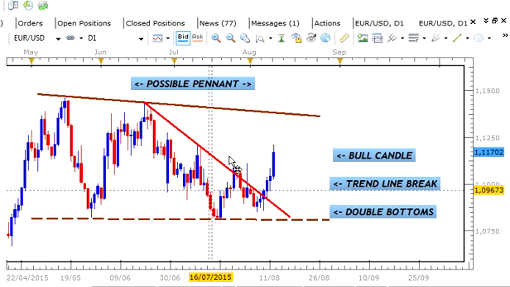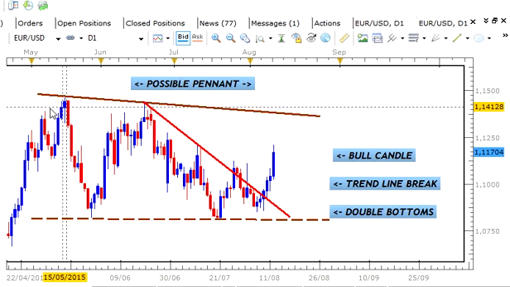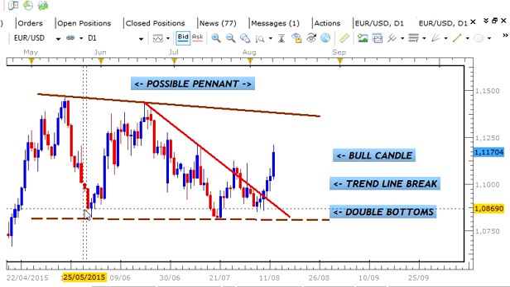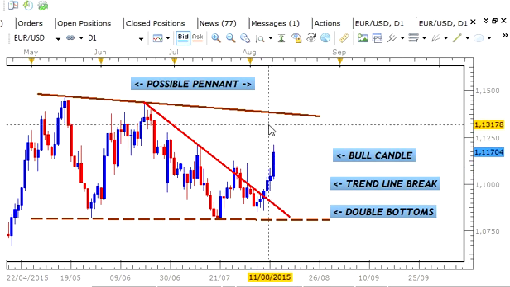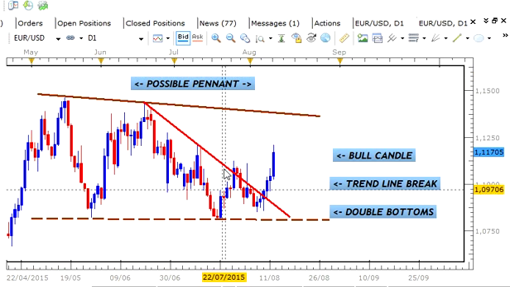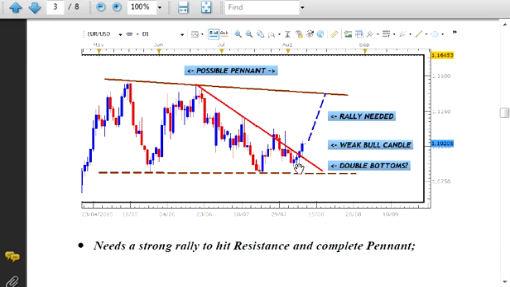Now, the reason I say possible pennant setup is that we already had the formation of this resistance boundary with the two resistance points at these two areas here. But we only had one support point formed, and we needed a second one in order to complete the support boundary and the overall pennant setup. So on Monday, based on what I had seen with this double bottom formation and the break of this downtrend line, it looked as if we would be getting that rally in order to complete this overall formation.